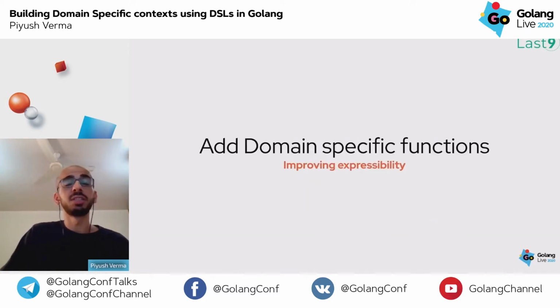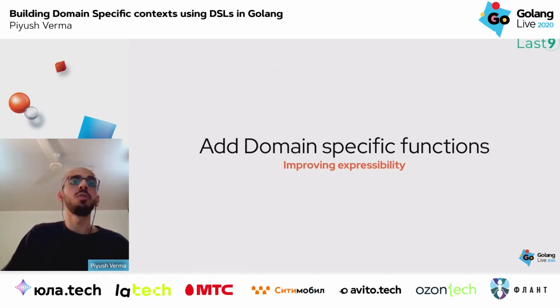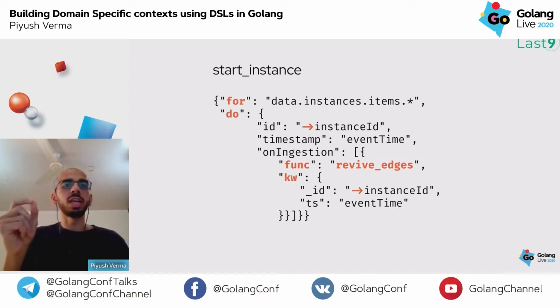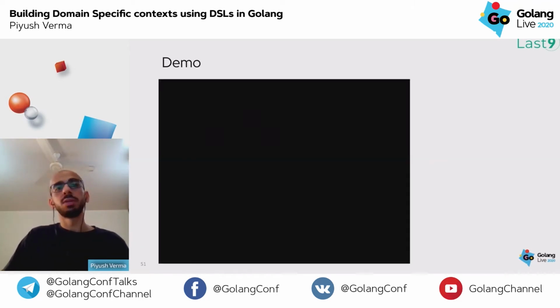We need functions. It doesn't end there. Now we got to add repeated things that people were doing repeatedly. We thought it would be good to promote that as a first-class function, as a standard function itself. So in this case, there was a thing called revive edges. Revive edges was basically a set of repeat operations that were done over and over again. Along with the other keywords, we introduced a way to call a func and pass keyword arguments to it, and job done.